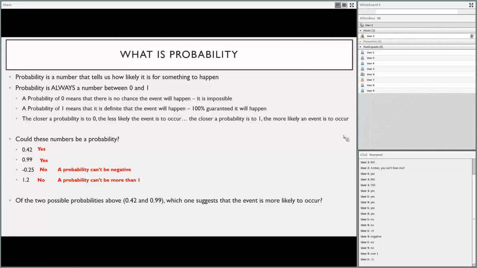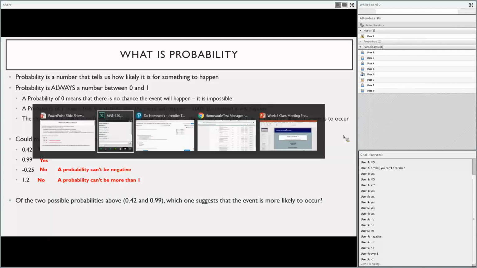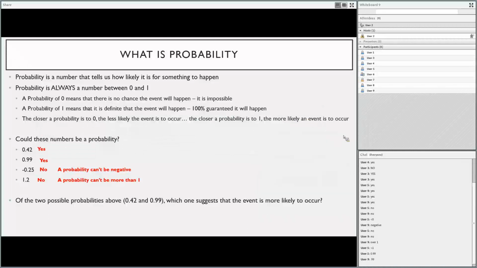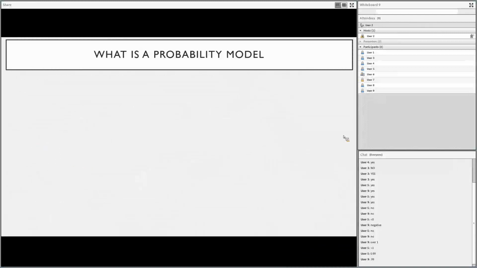Okay. So of those two probabilities that we had above, the 0.42 and the 0.99, which one suggests that the event is more likely to occur? Yes, the 0.99 is indicative that the event is more likely to occur because 0.99 is closer to 1 than 0.42 is. Exactly. Okay, so that's what a probability is.